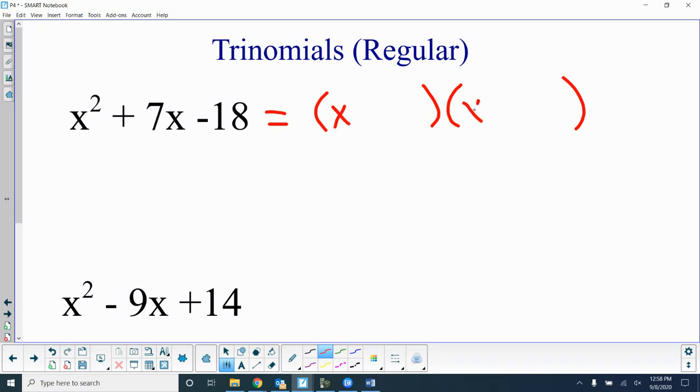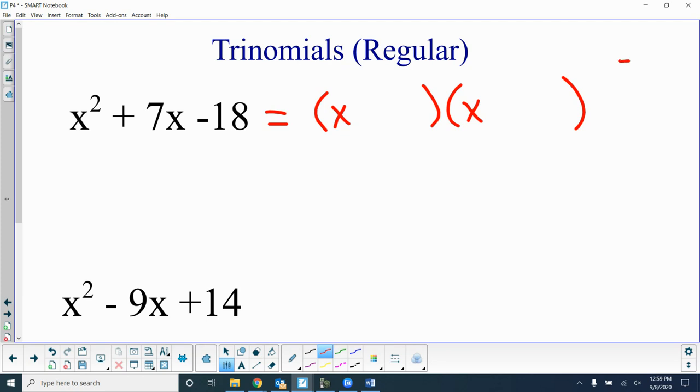Now, what happens sometimes, you guys, they'll put a 4 here, x to the 4th, and an x squared there. And you guys say, oh, what do I do? Just cut it in half. If that was x to the 4th, these would be x squared and x squared. That's all. And then, when A is 1, just worry about the negative 18, the C value.